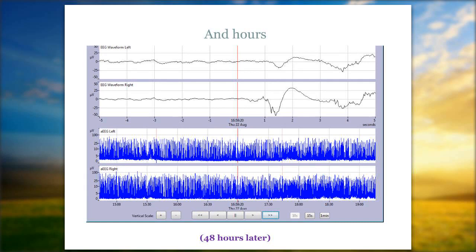The upper margin is definitely reaching those 25, and we would consider our minimum requirement for burst suppression to be 25 microvolts. So this is a burst suppression pattern, but definitely not as healthy as what we saw 48 hours earlier, before that dose of Ativan.